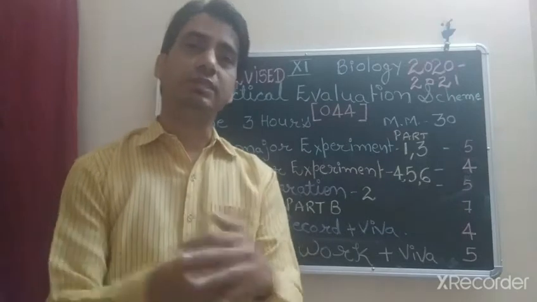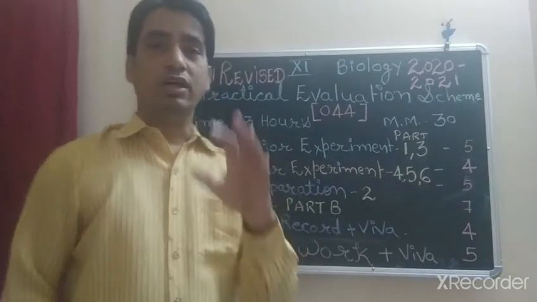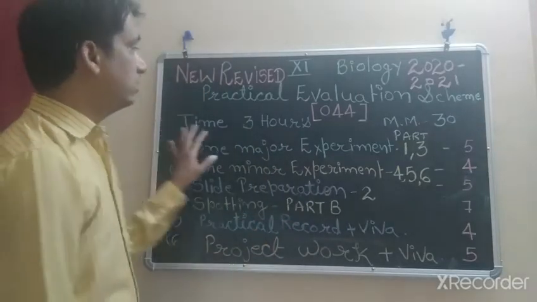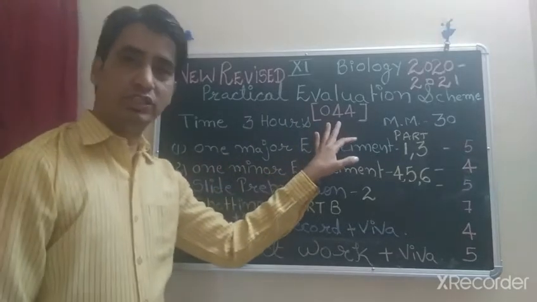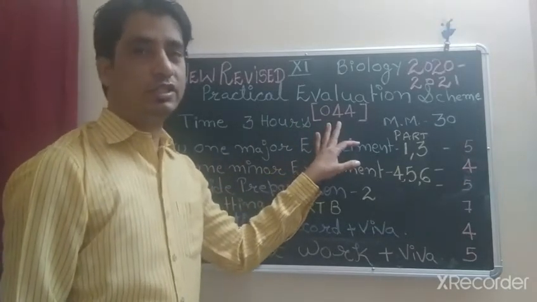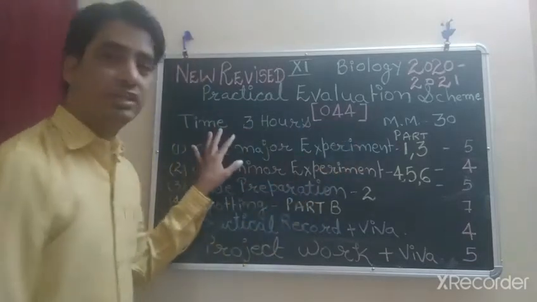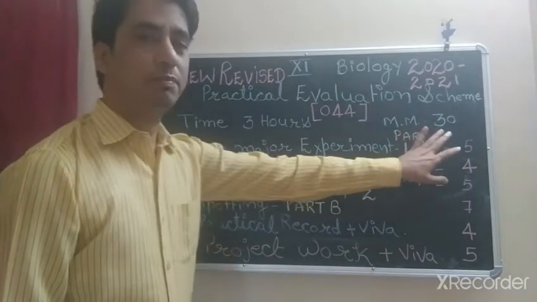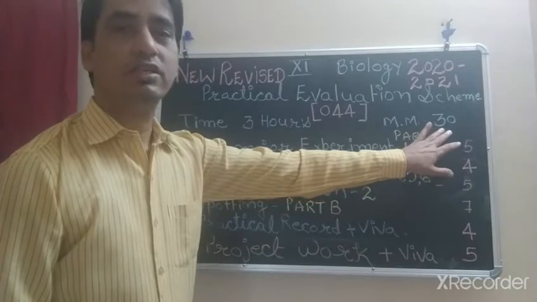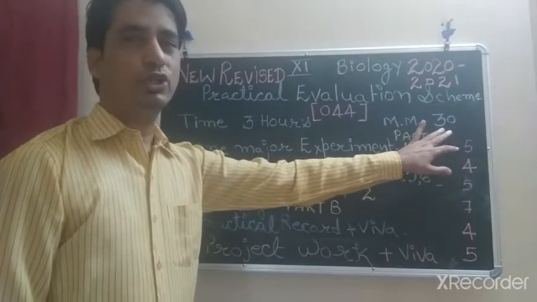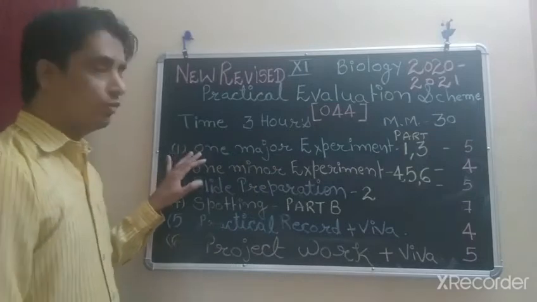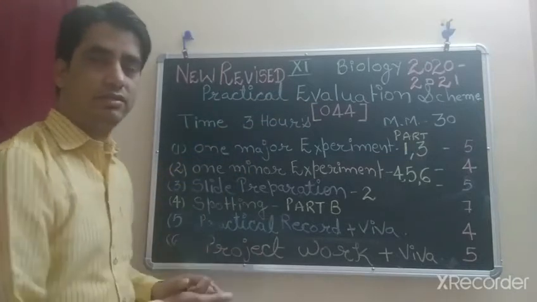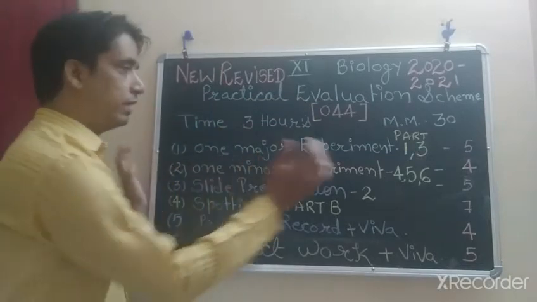practical evaluation scheme. So first of all, what is the basic framework of the CBSE class 11th practical evaluation scheme? The subject code of biology for class 11th and 12th is 044. The time allotted for the practical examination is 3 hours, and the weightage of the practical examination is 30 marks. 70 marks is allotted to the theory part. Now the practical is divided into the following heads. This is the basic framework of the practical examination.